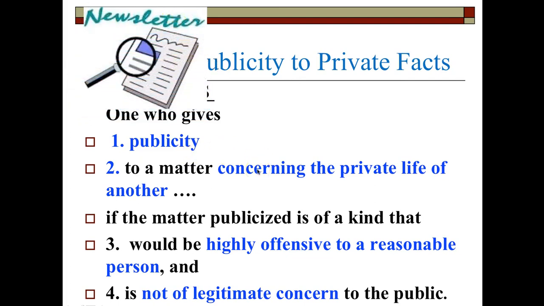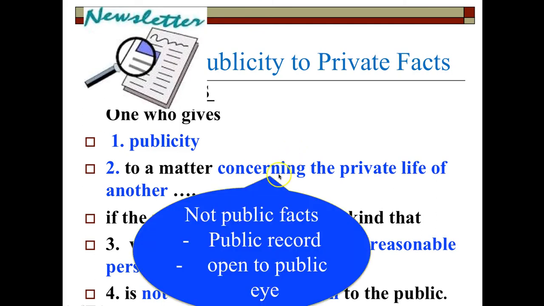It has to be publicity about a private fact, about your private life. Things that appear in public records are not private facts. They cannot meet this element. So for instance, anything in a court record, records of birth, death, marriages, house purchases, anything in a public record is not a matter concerning your private life. Either anything open to the public eye. So if you kiss someone at a ballpark, you cannot claim private fact because it's open to the public eye.